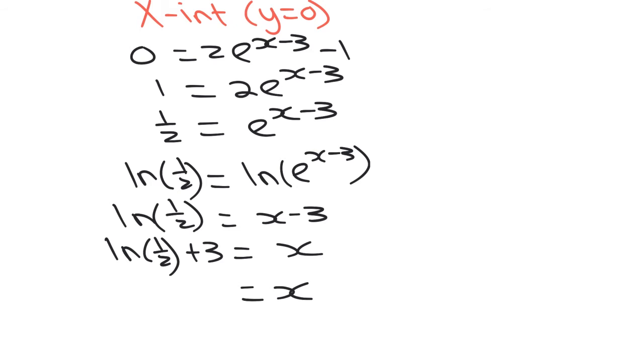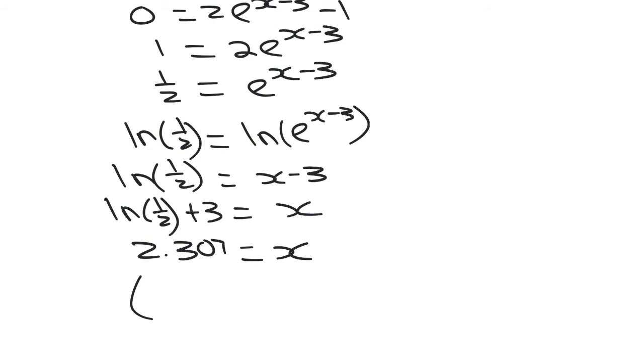Well, you can punch that in your calculator and see what value you get there. So I get 2.31, or rather let's go to 3 decimal places. 2.307 is what I get. So 2.307 is our coordinate for the x-intercept.